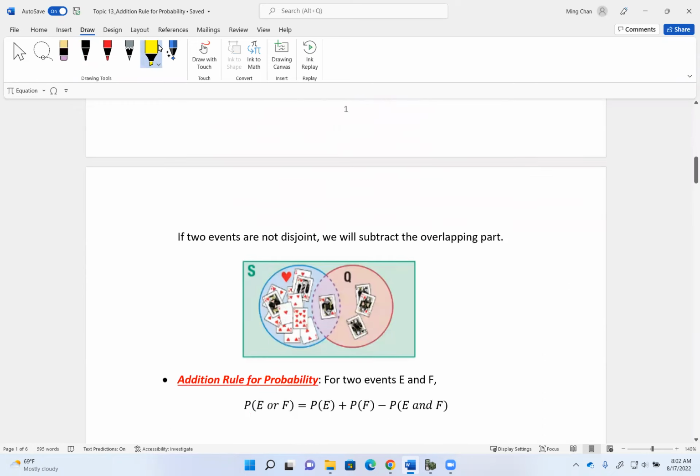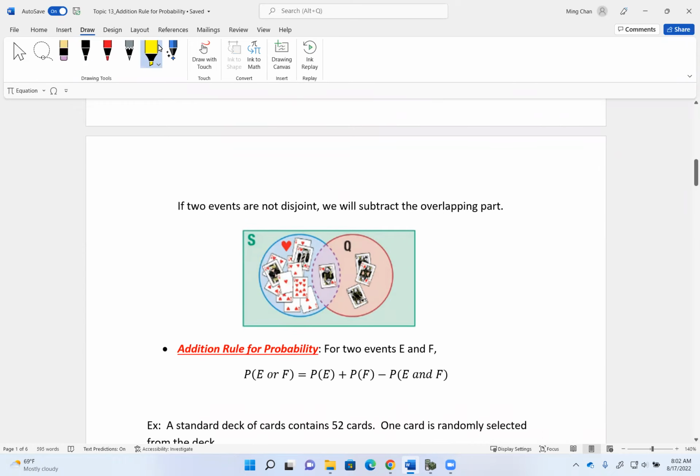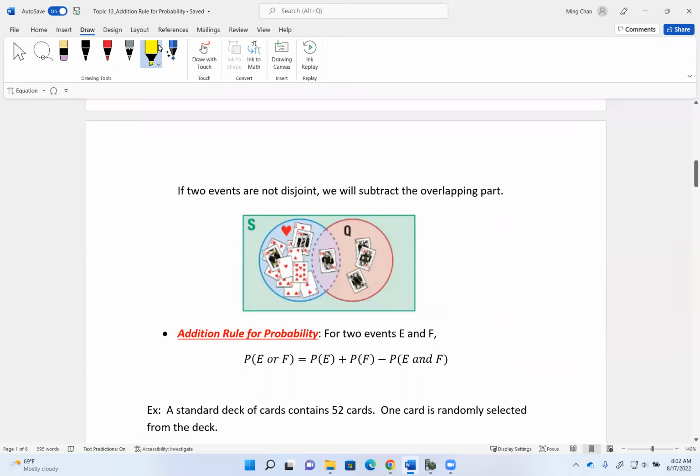So if two events are not disjoint, if they do have a common outcome, then we will subtract the overlapping outcome of the two events. We'll subtract the overlapping part. So the hearts and queens: there's one card that is the queen of hearts. That card, the queen of hearts, is in both events. So when we add the probabilities of these two, we are actually adding the queen of hearts twice. So that's why we need to subtract that overlapping, we need to subtract one of them.